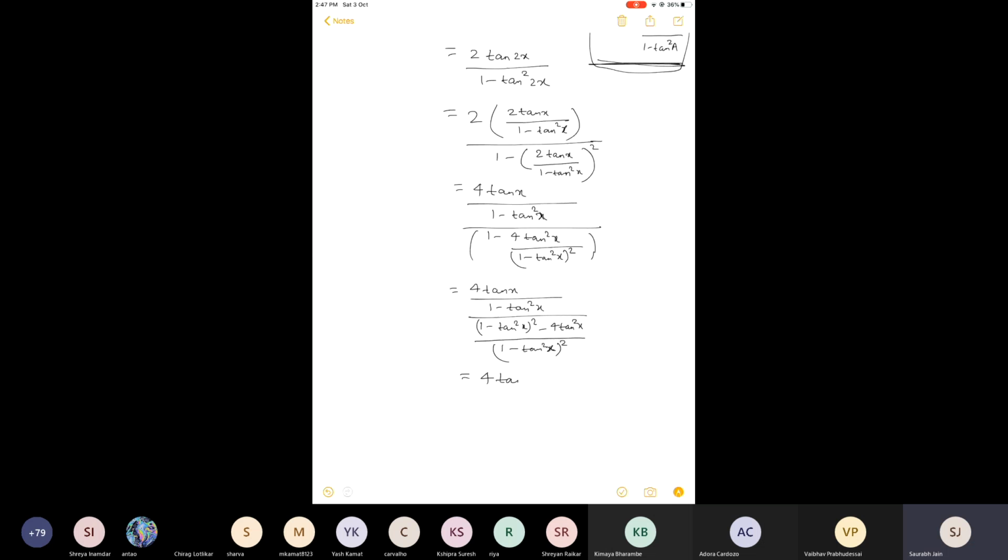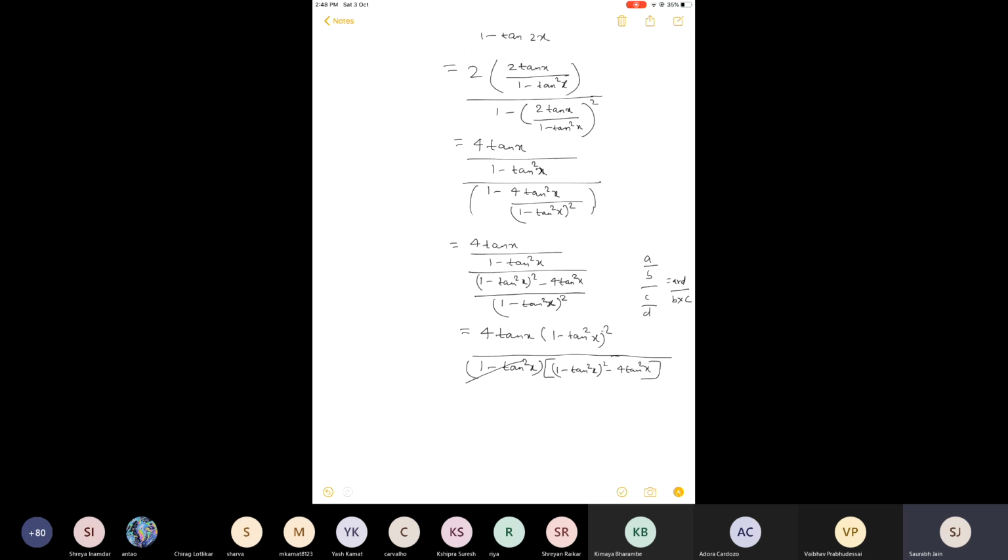Finally, the last step, 4 tan x. This is of the form a by b by c by d. So you know that we can write it as a into d upon b into c. So with 4 tan x, I will write 1 minus tan square x whole square, and in the denominator it will be 1 minus tan square x into 1 minus tan square x whole square minus 4 tan square x. Okay, and that's the answer, because see, this factor will be cancelled one time. So in the numerator, we will get 4 tan x into 1 minus tan square x.